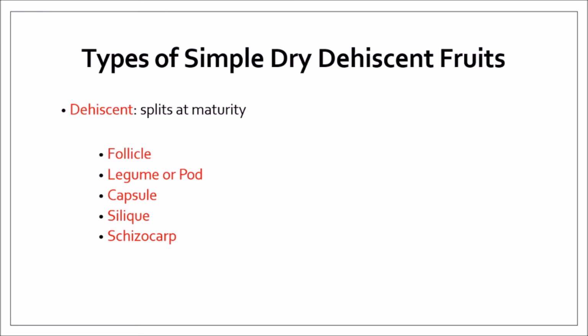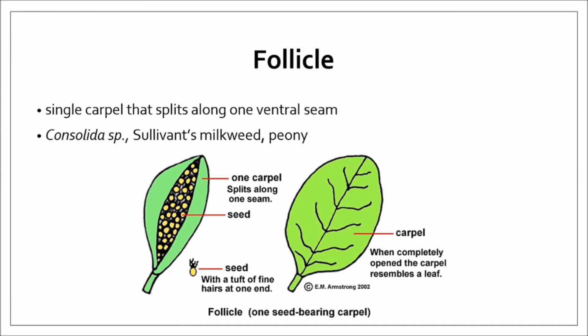So, here are the several types of simple dry dehiscent fruits. When you say dehiscent or dehiscence, that refers to splitting of the pericarp at maturity. So we have here the follicle, legume or pod, the capsule, silique, and schizocarp. If the single carpel of a fruit splits along one ventral seam, then it is called a follicle.